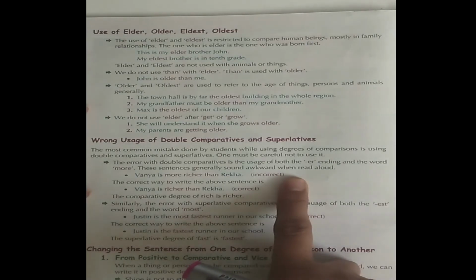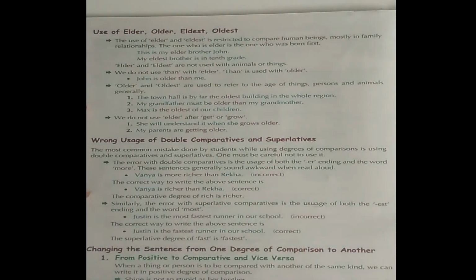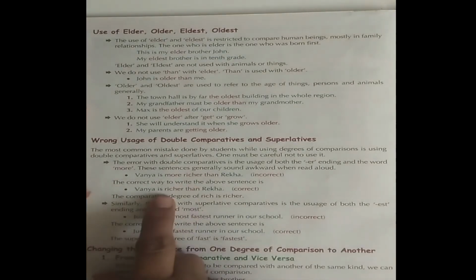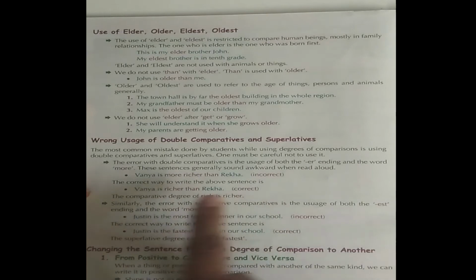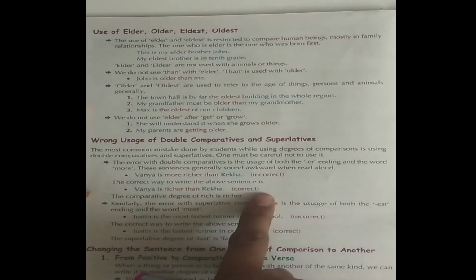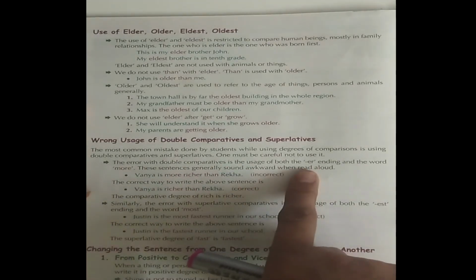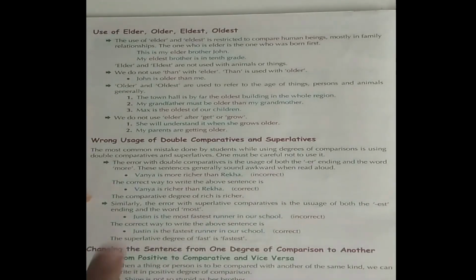We have to use it in the correct way. What is the correct way to use this? Many of the children put more as well as er with the adjectives. The correct usage is also given over here. Vanya is richer than Rekha. So please do use it the way it is given, in the correct manner, not in the incorrect sentence. The comparative degree of rich is richer, not more richer.